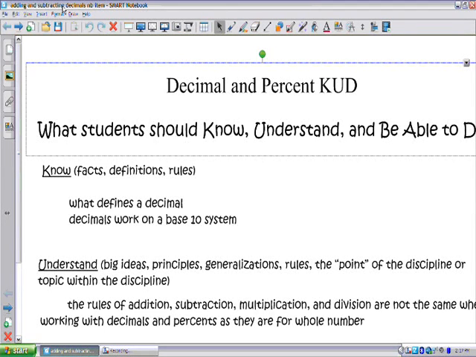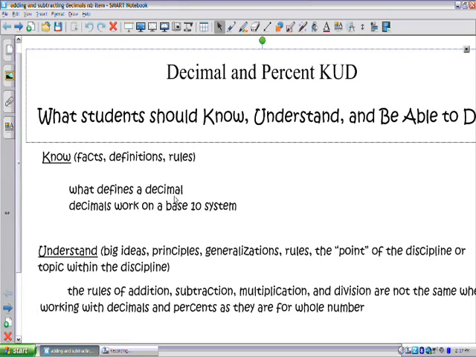Alright, as we look at the KUD, you're going to see that once again, I want you to know what defines a decimal. In order to correctly add and subtract decimals, you really need to understand the concept of the decimal. And you need to know that once again, we're talking about a base 10 system. That means that each place value is 10 over: tenths, hundredths, thousandths, and so on and so forth.